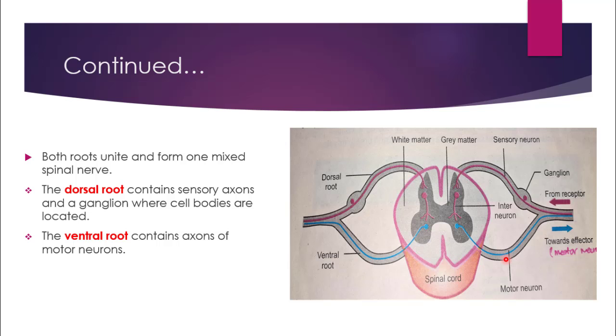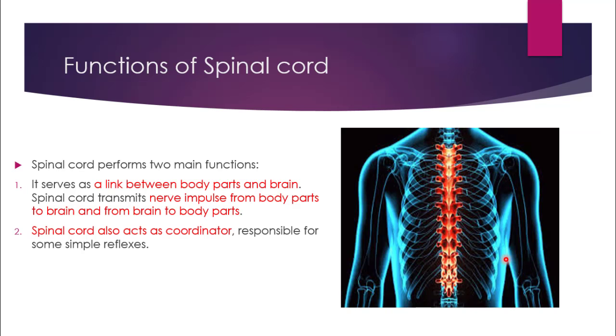Now we will discuss the two important functions of the spinal cord in our body. Number one, it serves as a link between body parts and brain. The spinal cord transmits nerve impulses from body parts to the brain and from the brain to body parts. That is why it is a link between the brain and other body parts. It receives the messages from body parts and then transfers them to the brain. Similarly, it receives the messages from the brain and then transfers them to the body part. Therefore, it serves as a link between both.